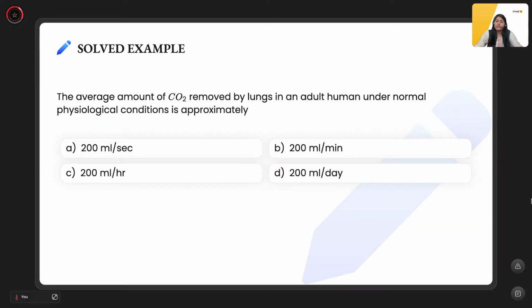Now next question. The average amount of CO2 removed by lungs in an adult human under normal physiological conditions is approximately. Now this question comes from the chapter Excretory Products and Their Elimination. There is one value which you should remember, and that is the amount of CO2 removed by lungs. It is 200 ml per minute. So this value you should remember, it is going to be 200 ml per minute.